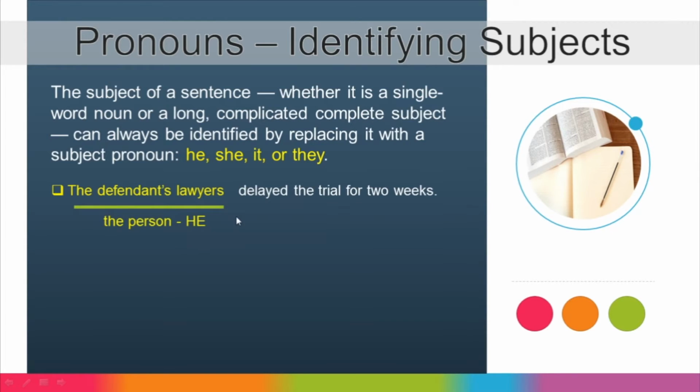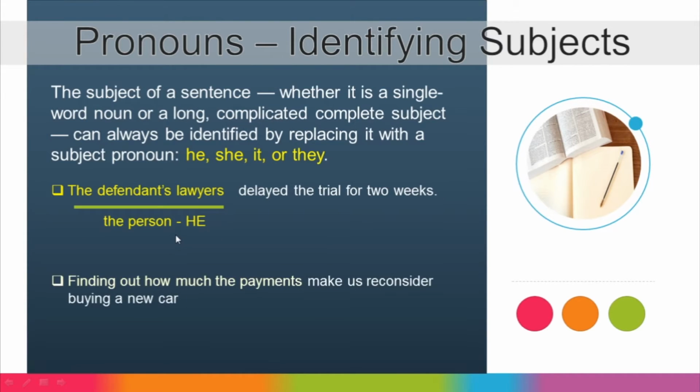So what if we put it in the context here? He delayed the trial for 2 weeks. Now this still makes sense. We would know that all of these words are actually the subject because they can be replaced by the pronoun he that shows the person.